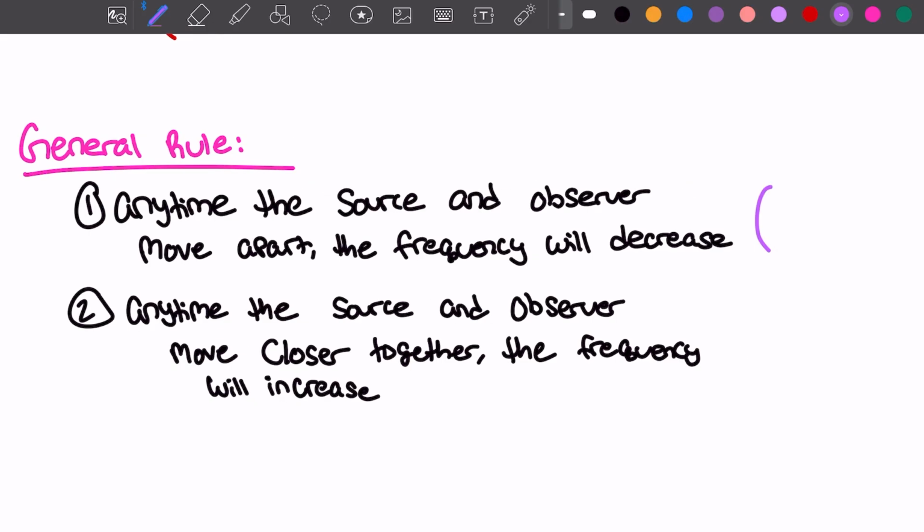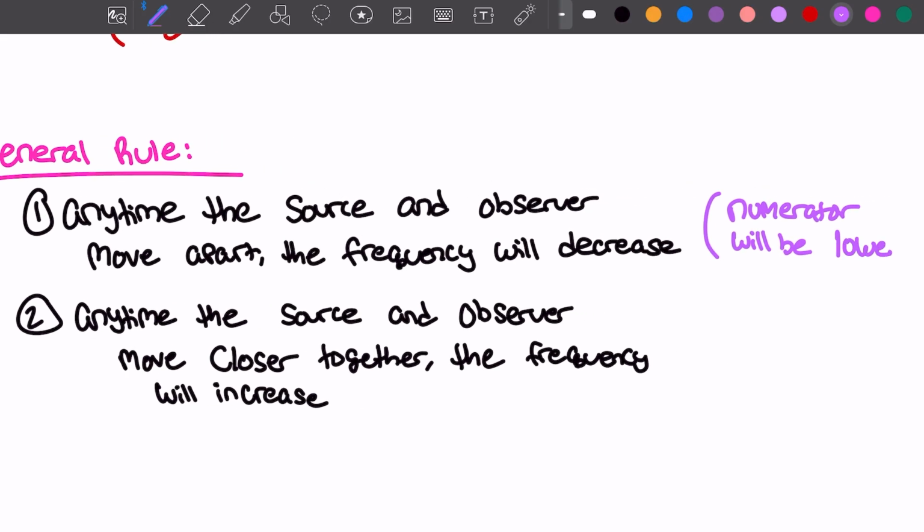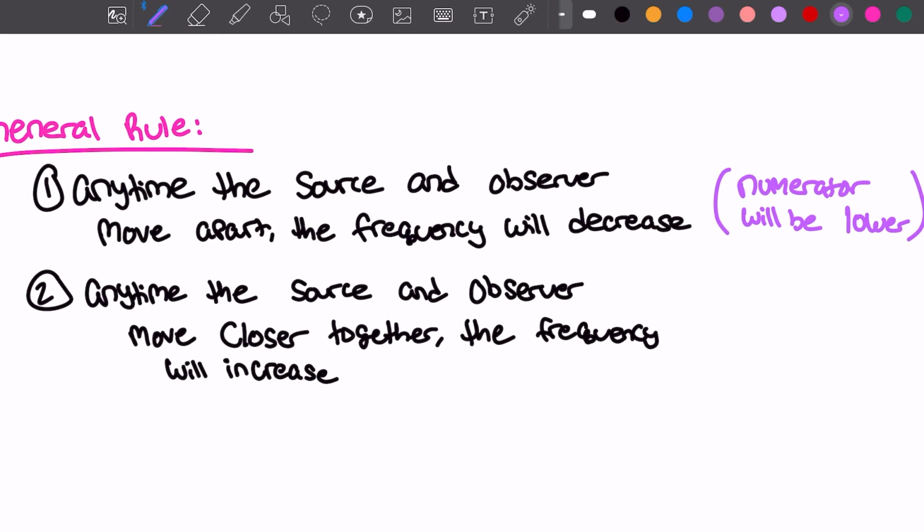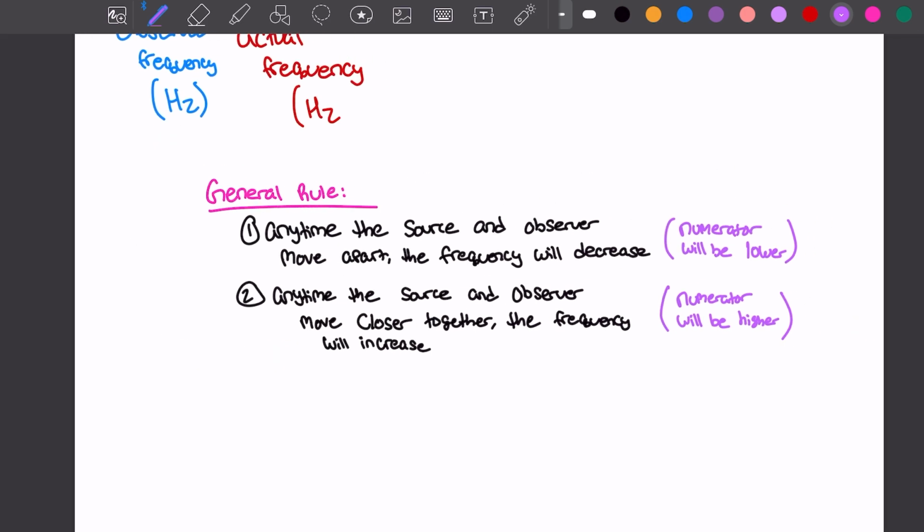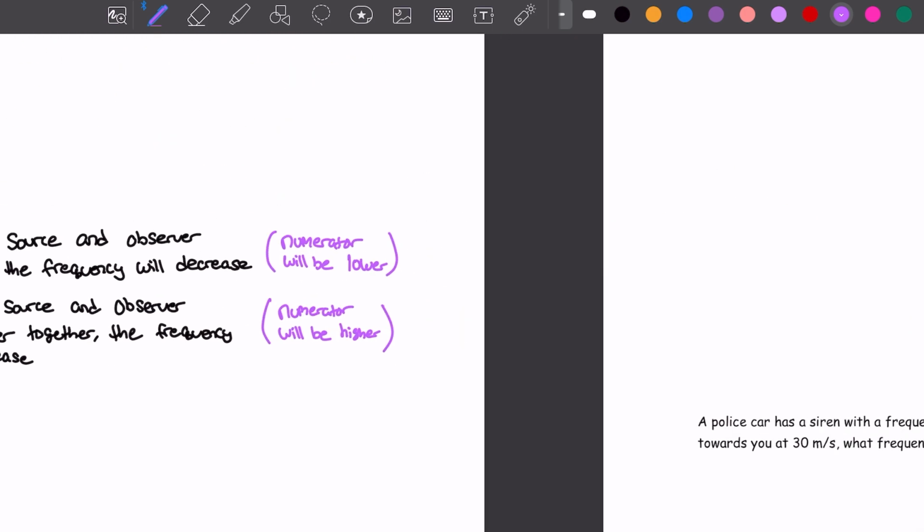Back to these rules. When they move farther apart, the numerator will be lower. But when they move closer together, the numerator will be higher. Alright, let's do some practice problems.